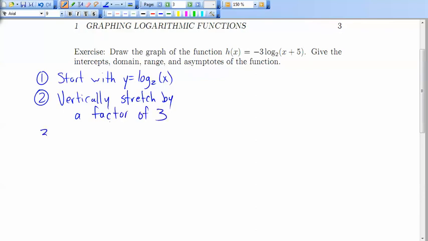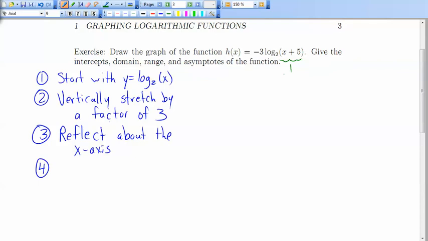And next, because of the negative part of the -3, we will reflect our graph about the x-axis. And lastly, we're going to have a shift. We see inside the heart of the function there, inside the brackets of the logarithm, we've got an x plus 5. That's the heart of the function. And it's telling us we should shift left 5 units. All right, we've got our recipe. All we have to do is follow it, and we've got our graph.